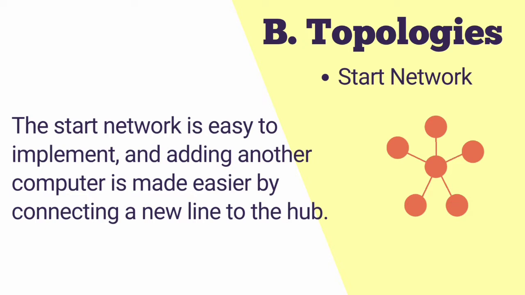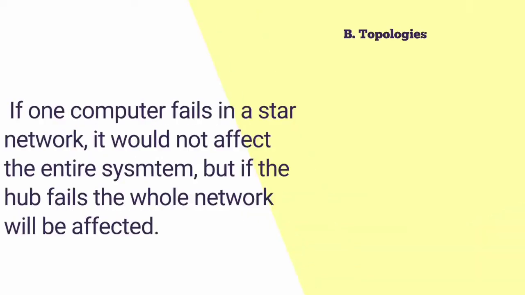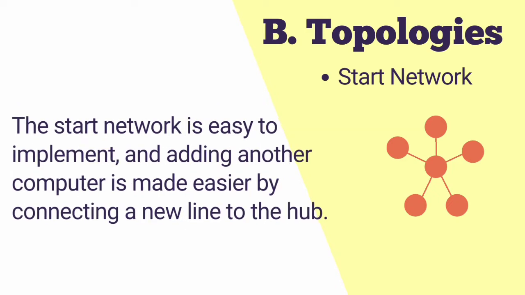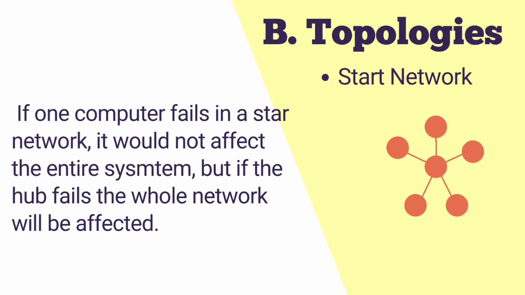If one computer fails in a star network, it would not affect the entire system. But if the hub fails, the whole network will be affected. As you can see in the diagram, yung nasa gitna, kapag yan yung nag-fail, lahat ng computer na nakakonekta sa kanya mag-fail. Pero kung yung mga nasa kamay niya lamang, yung nakakonekta lang sa kanya ang mag-fail, hindi mag-fail lahat. Kasi hindi naman nag-fail yung hub o yung main computer.